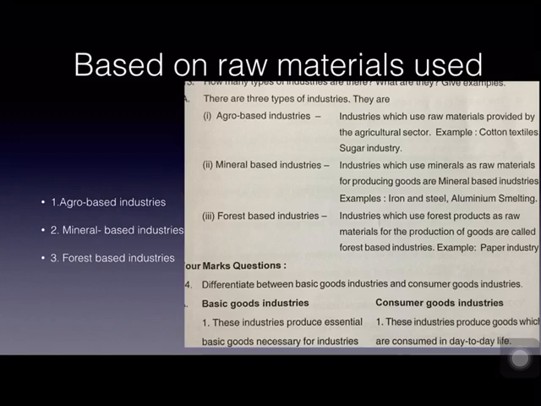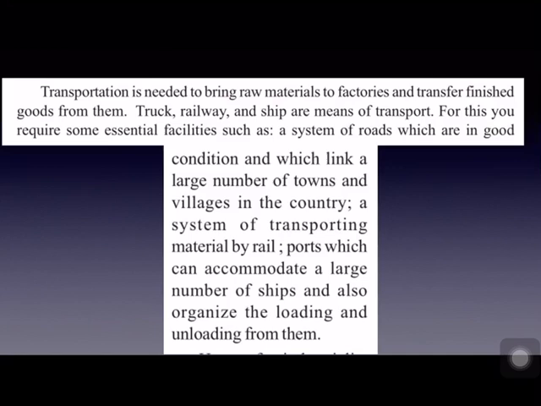Forest-based industries. The third type is forest-based industries. Industries which use forest products as raw materials for the production of goods. Forest products are used as raw materials for the production of other goods. These industries are called forest-based industries. For example, the best example is the paper industry. We get pulp from the forests, only from softwood trees, and then paper is made. And in the same way, now, let us see what are basic goods industries.